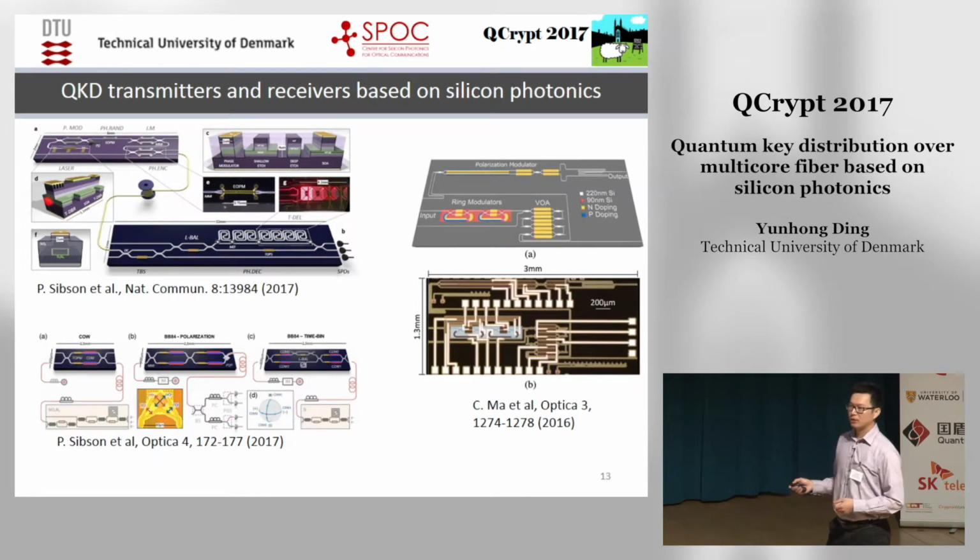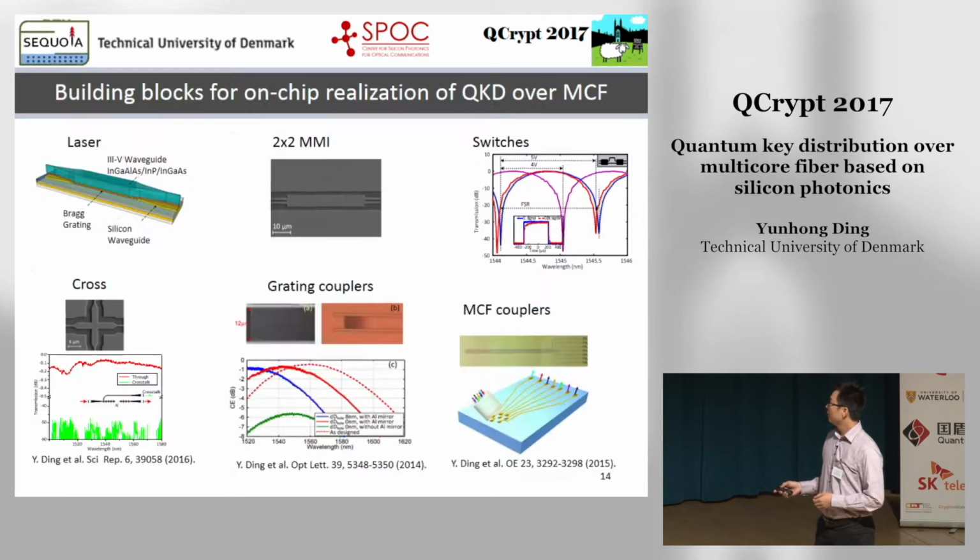So indeed, there are quite a few silicon photonics demonstrations for QKD. These two demonstrations are from the University of Bristol, and here is another demonstration from the University of Toronto. So now people are really trying to integrate more and more components in silicon chips to demonstrate this quantum key system.